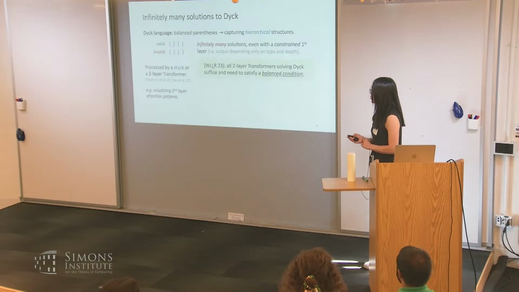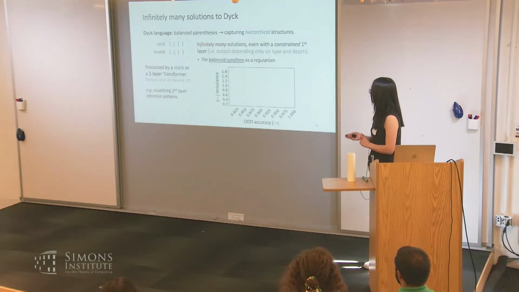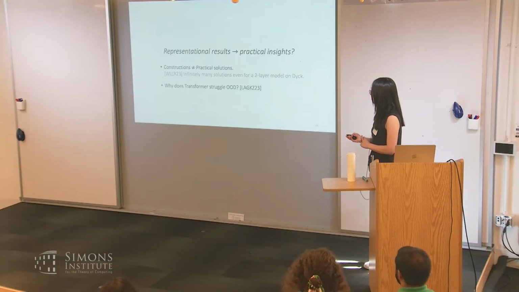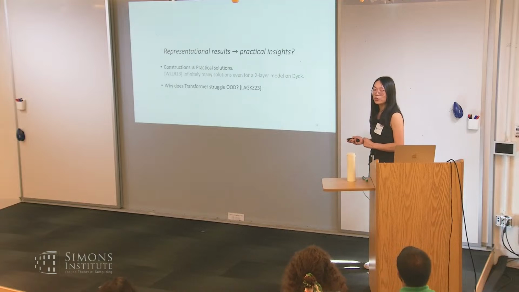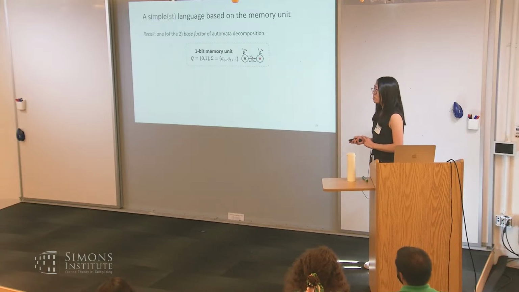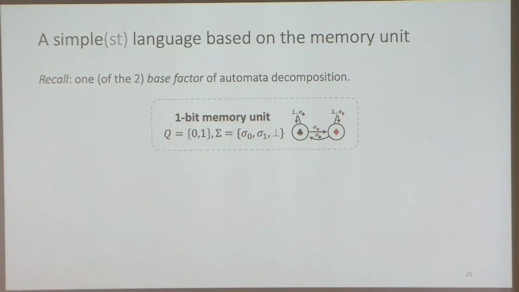Okay, if there are no more questions, then we'll go to the empirical part, which is to have a better understanding about why transformers struggle with OOD. For this case, we'll consider a very simple setup, which is a variant of the one-bit memory unit. Recall from the previous part of the talk that the memory unit is one of the two base vectors that we can get from Krohn-Rhodes decomposition. The particular one-bit memory unit also has a name, flip-flop, so we'll use this name in the following.